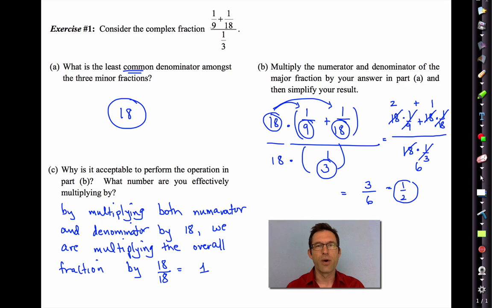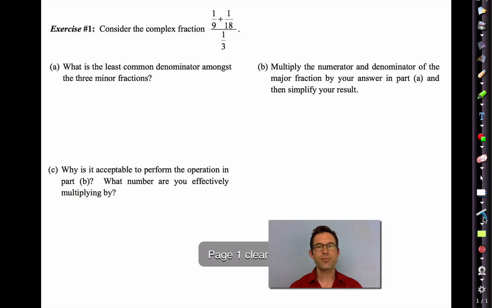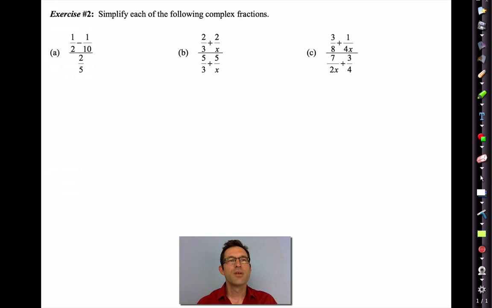We're now going to segue into a portion where we have variables involved as well. So pause the video now, take a look at everything that we've done before we move on to the variable expressions. All right, let's take a look at the next problem. In exercise 2, it says simplify each of the following complex fractions. Now, letter A is very similar to the one that we just did because it's all numerical. So pause the video now and see if you can do that one, and then we'll extend it to parts B and C.